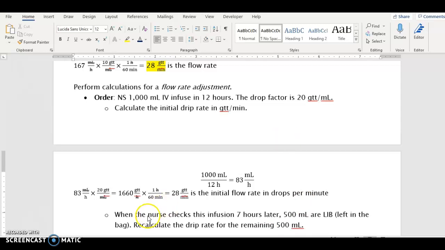The next part of the question says that when the nurse checks this infusion 7 hours later, 500 milliliters are left in the bag. LIB is an abbreviation that stands for left in the bag. So 500 milliliters are LIB, left in the bag. We want to recalculate the drip rate for the remaining 500 milliliters.